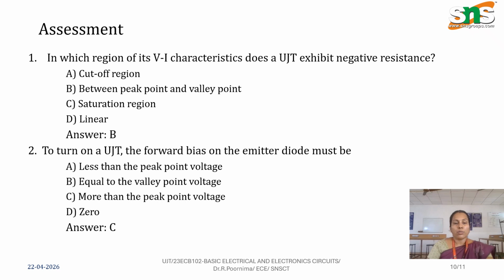To turn on a UJT, the forward bias on the emitter diode must be: less than the peak point voltage, equal to the valley point voltage, more than the peak point voltage, or 0. The answer is C, which is more than the peak point voltage.